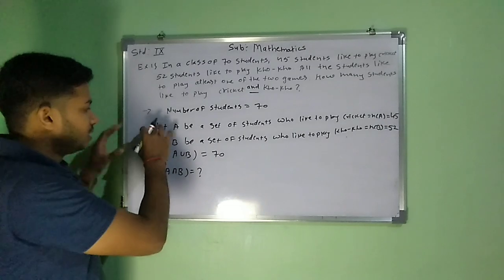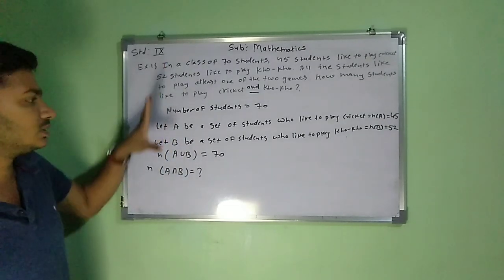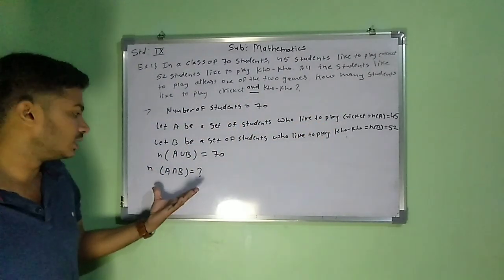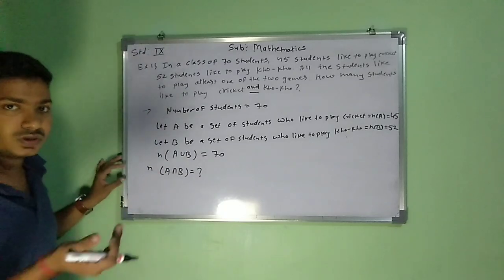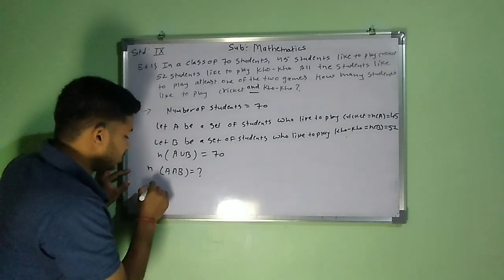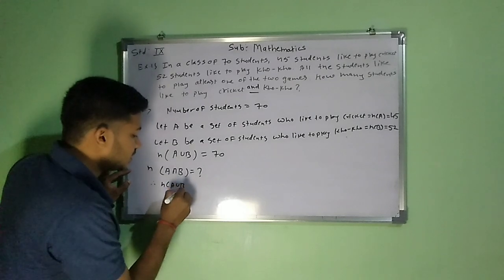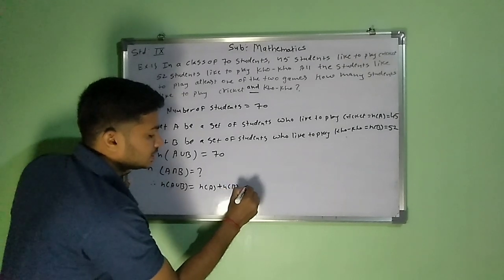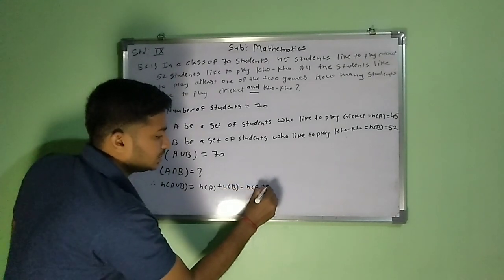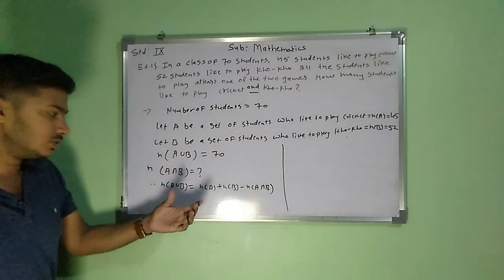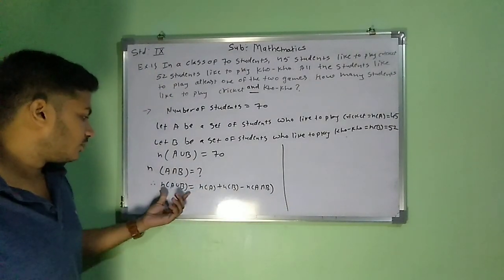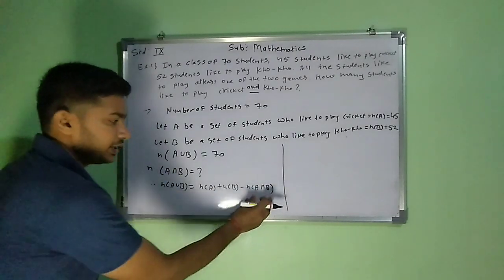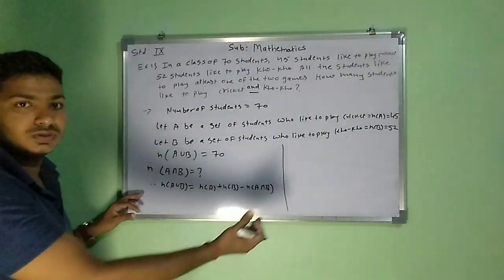Now, whatever data is given in the question, I have written over here in the form of set A, set B, A union B and A intersection B. So I have to find A intersection B. We know one very important formula, which is n of A union B is equal to n of A plus n of B minus n of A intersection B. That formula is very important, I told you that. Now look here. A intersection B we have to find, so we will shift A intersection B to the left and A union B to the right hand side.